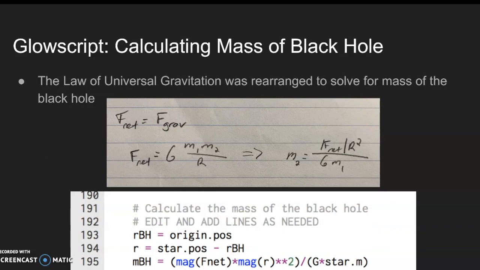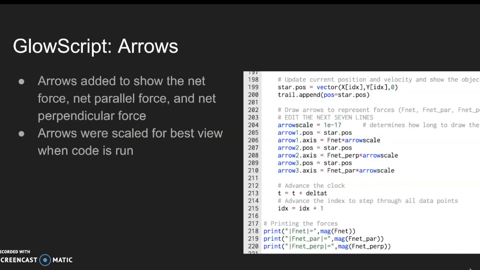To calculate the mass of the black hole, I had to rearrange the law of universal gravitation to be the mass is equal to the F net times the square of the radius between the two objects divided by the constant G times the mass of the first object. This can be seen entered in the bottom of the screen, where I first had to define r as the star's position minus the position of the black hole, which is the origin position. Then I had to scale the arrows to show the forces as applied in the model.